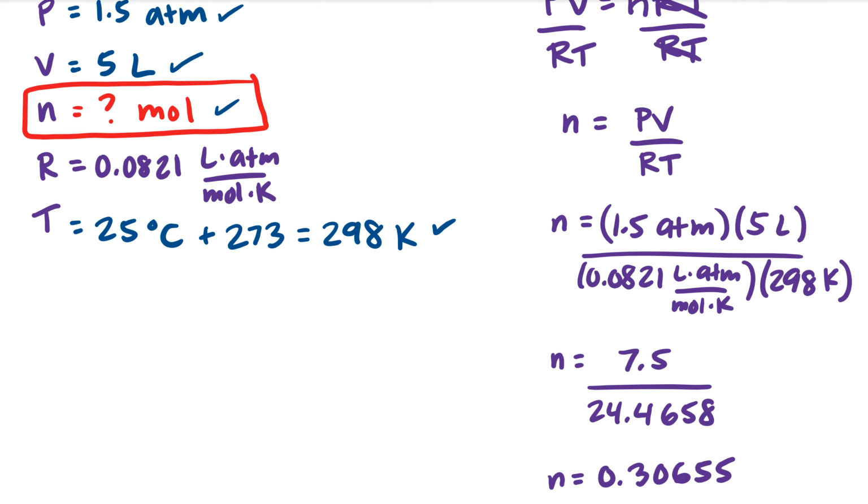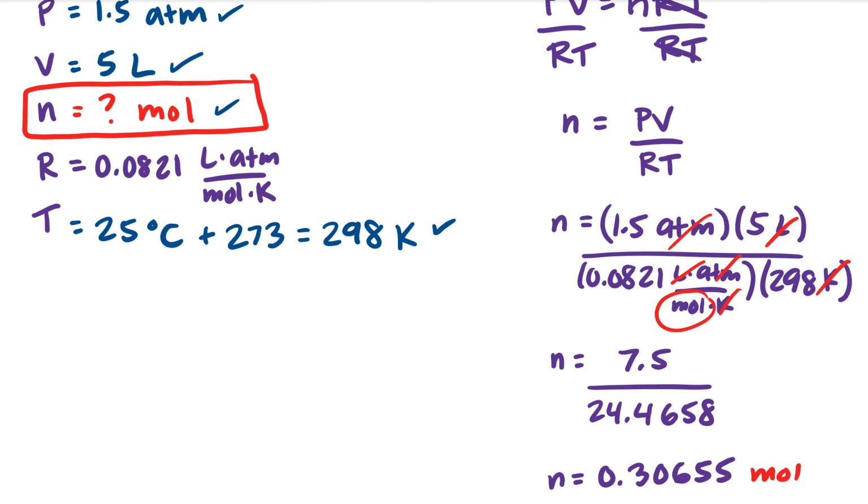0.30655. And looking back at my list, I should see that N needs to be in moles, or you can look at your substitution of your values into the equation. You'll see that atmospheres cancel, liters cancel, Kelvin cancel, and then the only unit that you're left with is mole, so your answer has to be in moles here.